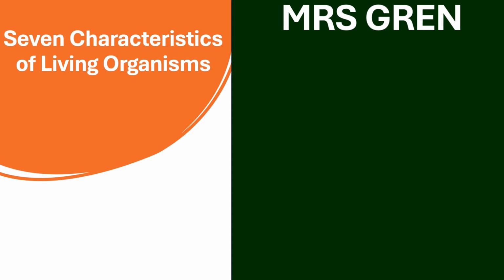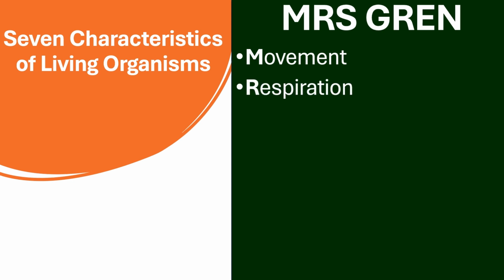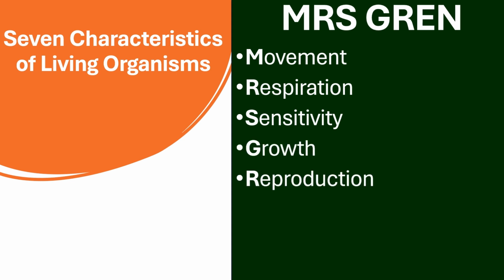Let's break it down. M is for movement, R is for respiration, S is for sensitivity, G is for growth, R is for reproduction, E is for excretion, and N is for nutrition. Using a structure like this helps us organize everything we know about biology into one memorable package.